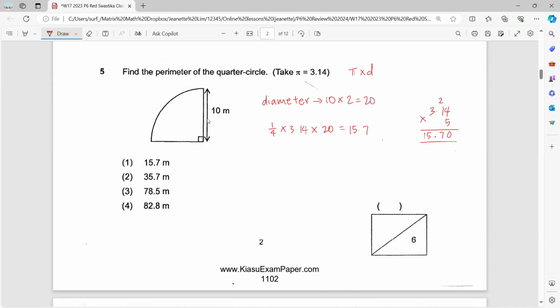And whenever you're using the formula, like we are in this case, then this is actually the arc. So the arc is the curved part. Okay, so that's 15.7. We haven't found the full perimeter yet. So you have to add the straight lines, 15.7 plus 10 plus 10. This will give us 35.7. Okay, so it's option 2.